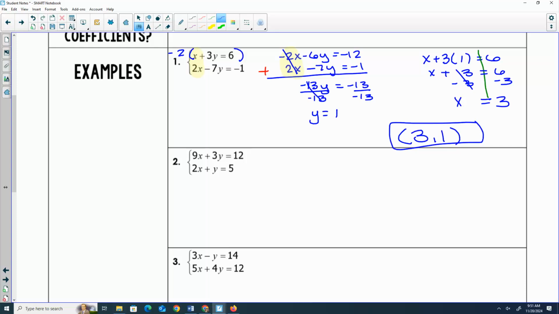So same as yesterday. We just have to multiply by numbers to get them to cancel.